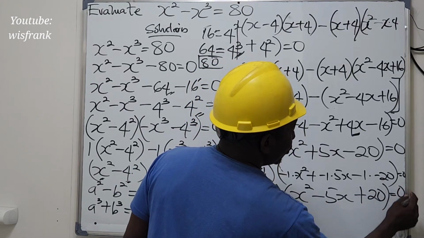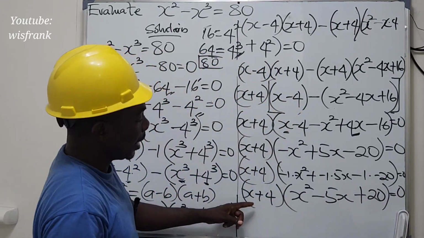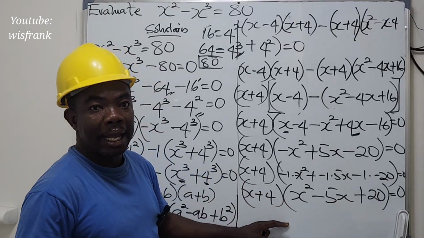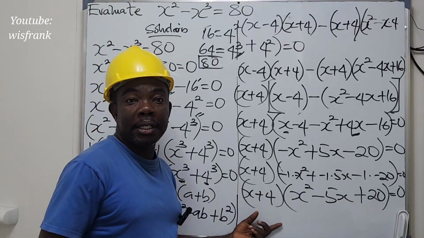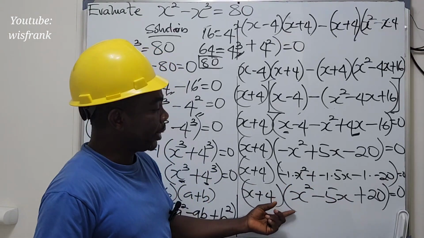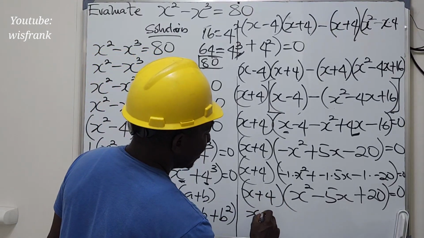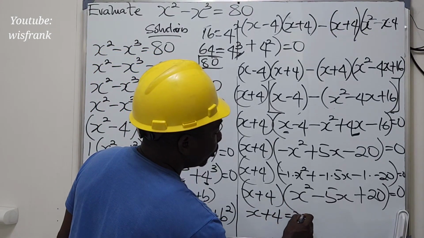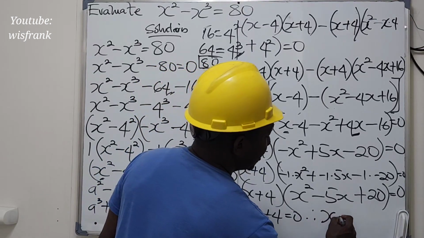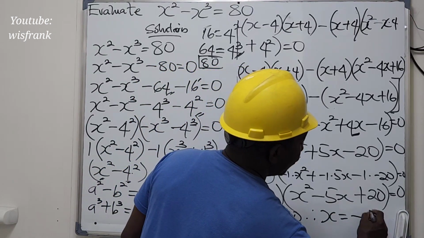All equals to 0. So this is our new two parentheses that we have. It is either the first parenthesis equals to 0 or the second parenthesis equals to 0. So we take one after the other. The first one, which is x plus 4, equals to 0. Therefore, our value of x will be equal to minus 4.